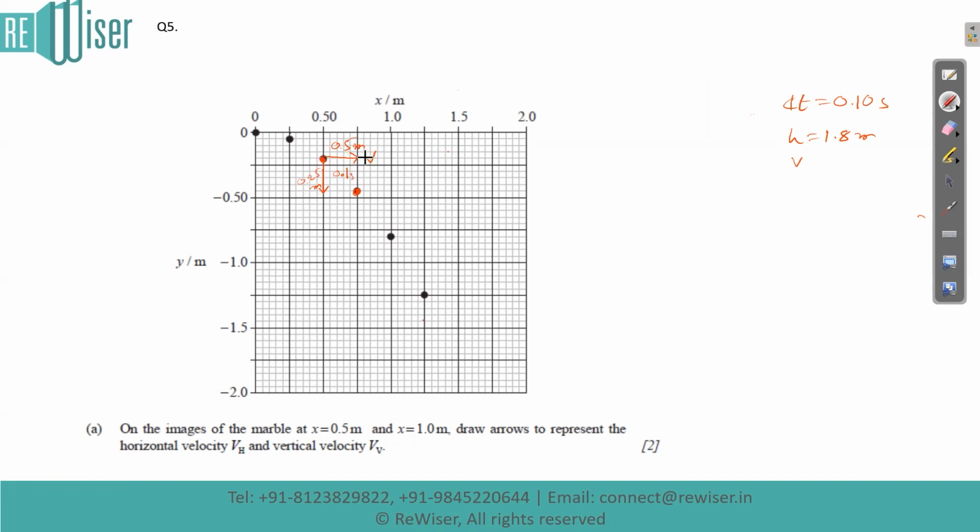And this is how the horizontal velocity vector would look like, and this is how the velocity in vertical direction would look like. Or velocity vector in x direction, velocity vector in y direction.